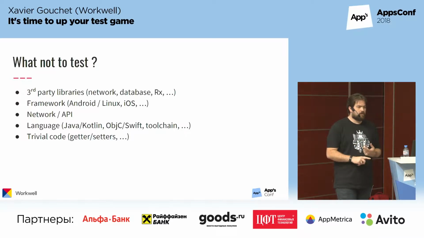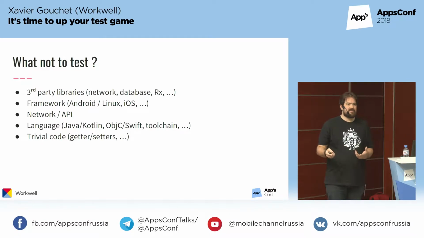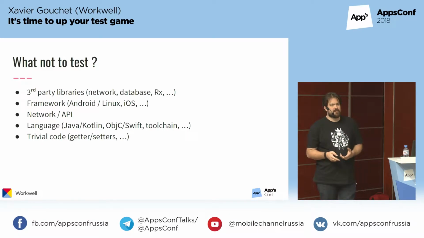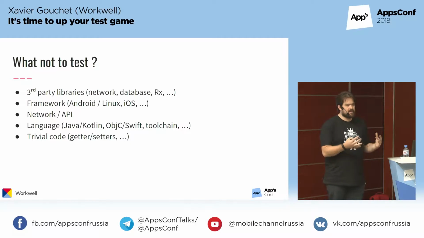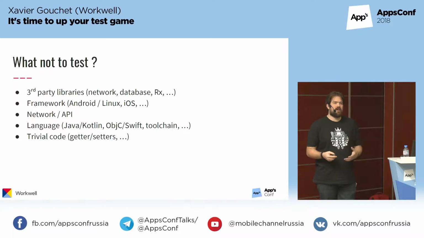You don't have to test the network, because the network, by definition, is going to change. Because one day you're going to have a very good network, the next day you're going to have a flaky network, or you're going to have some server errors that are going to make your test fail, even though your app didn't change. So you don't test the network, you don't test the APIs. You don't test the language too, because you can just assume that Java or Kotlin or Swift or whatever, or that your build toolchain is going to work correctly. And if it doesn't work, if you have problems, it's not your job to fix them, and it's not your job to detect them. And finally, you don't have to test trivial code.